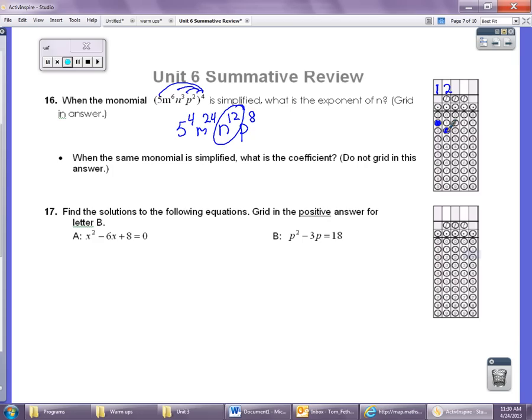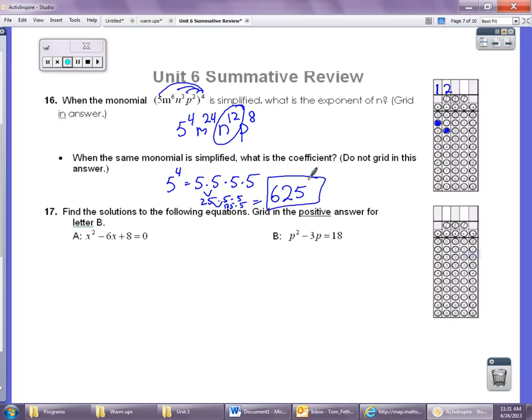What is the coefficient? Well, the coefficient is 5 to the 4th power, which means 5 times 5 times 5 times 5. So we have 25. 125 times 5, which is 625.